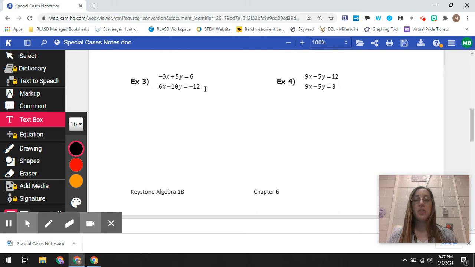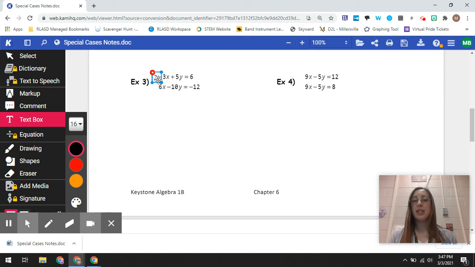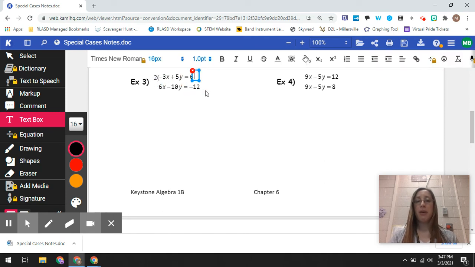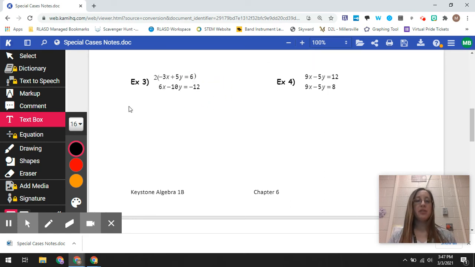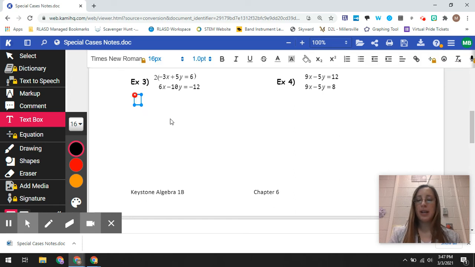Okay, so here we go. We're going to do the same thing again. So we are going to make it so that one of them is going to be canceling out. I'm going to choose to make my x's cancel out this time. So I'm going to multiply my first equation by 2. If I multiply it by 2, I'll be able to have negative 6x, which means that I'm going to be able to cancel that out with my positive 6x. So let's go ahead and multiply first. I'm going to get negative 6x plus 10y equals 12.